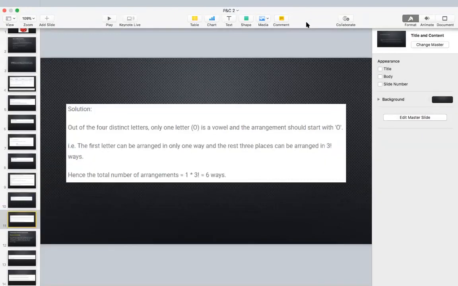Okay, Surya Dev is asking, what if we had more than one vowel? So Surya Dev, let's take a question. Let's take the name of Surya Dev itself. Now, how many different arrangements of the word SURYA DEV are possible where the first letter is a vowel? Okay, is the question clear, guys? How many different arrangements of the letters of the word SURYA DEV are possible where the first letter is a vowel?